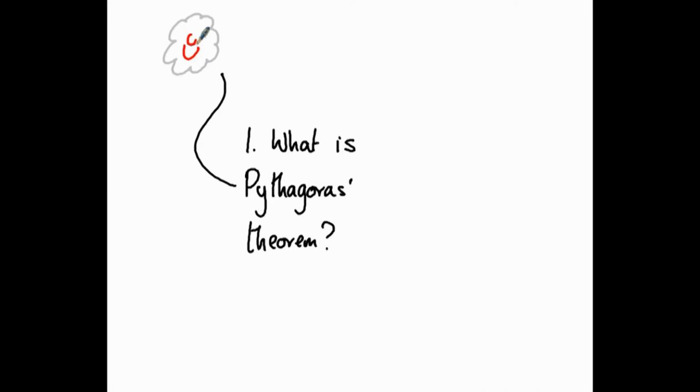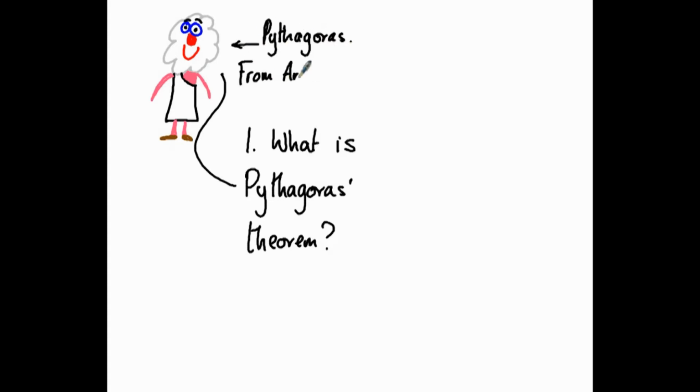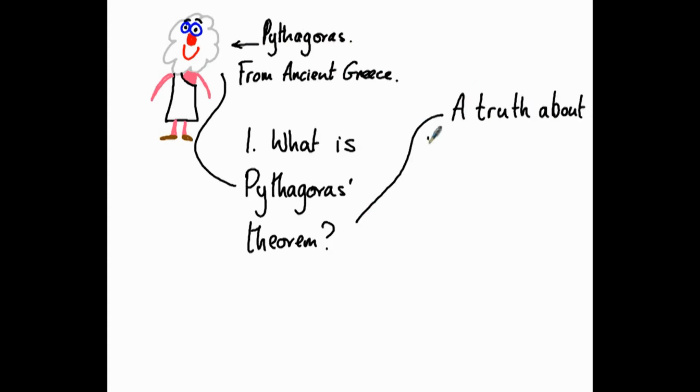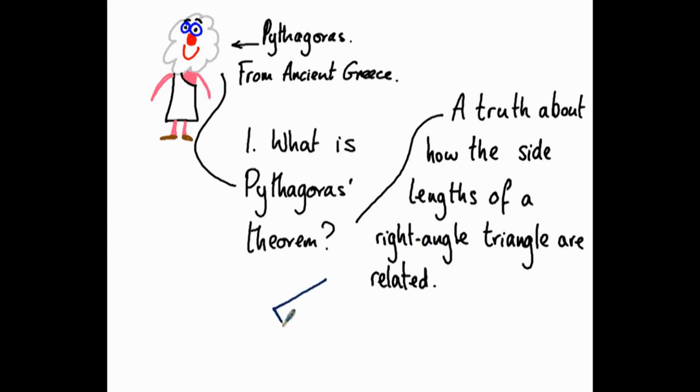Well, Pythagoras was a man who looked a bit like this. He was from ancient Greece, and he has his name attributed to this theorem that we call Pythagoras' theorem, which is the truth about how the side lengths of a right-angled triangle are related to each other. Here's a right-angled triangle, there's the right angle. The side opposite the right angle is called the hypotenuse. I'm going to call the other two sides A and B.